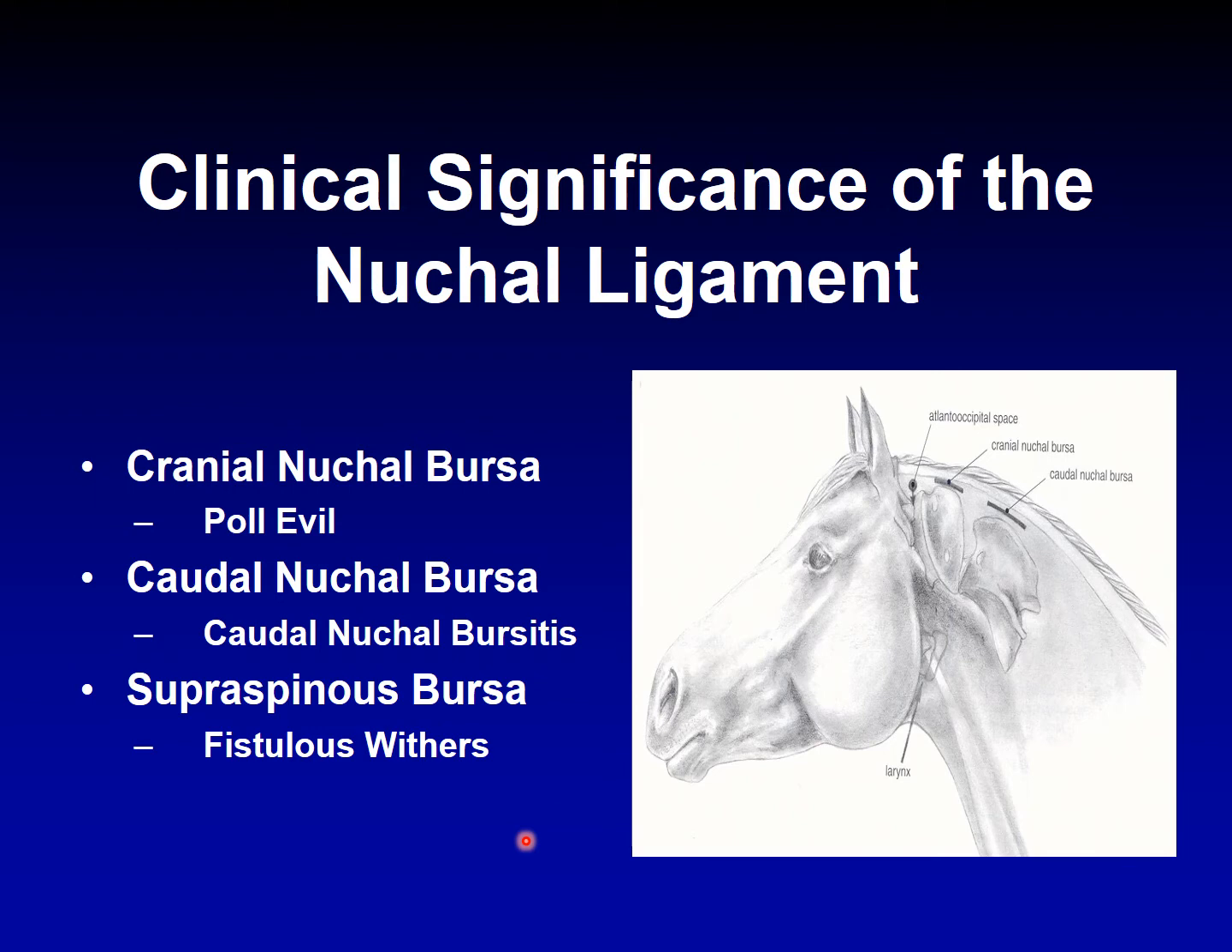Fistulous withers. And all of these diseases, if you will, are basically bacterial infections caused by chronic irritation to that area, which basically allows bacteria to grow and pus to form in these bursas. So basically, these are pus formation diseases or areas.